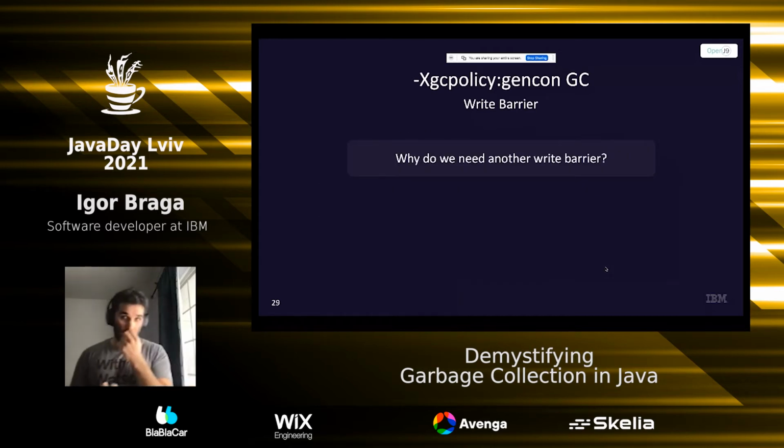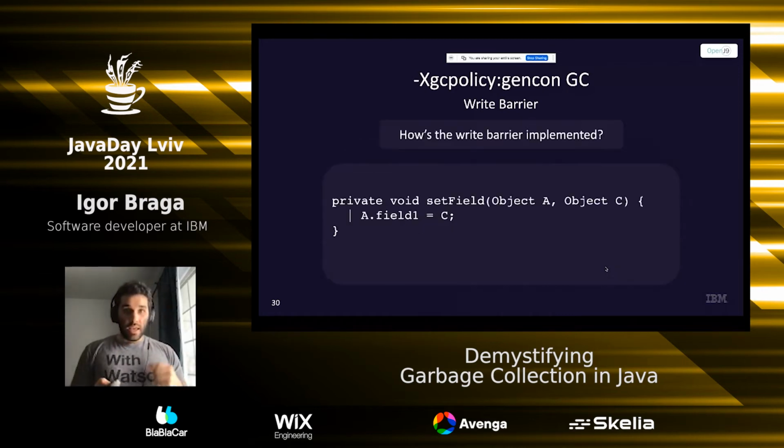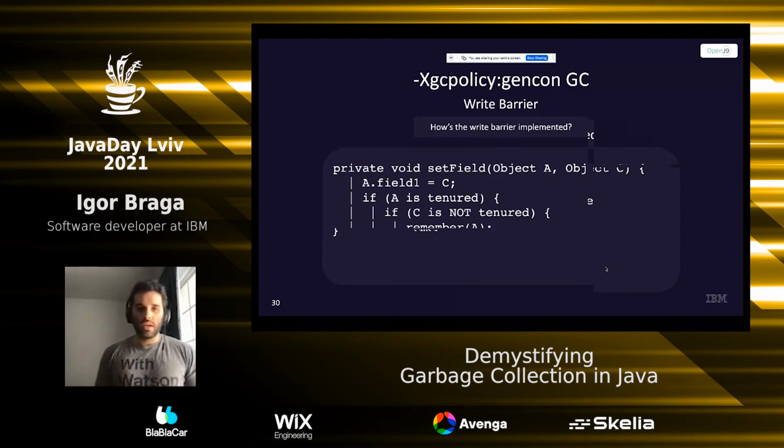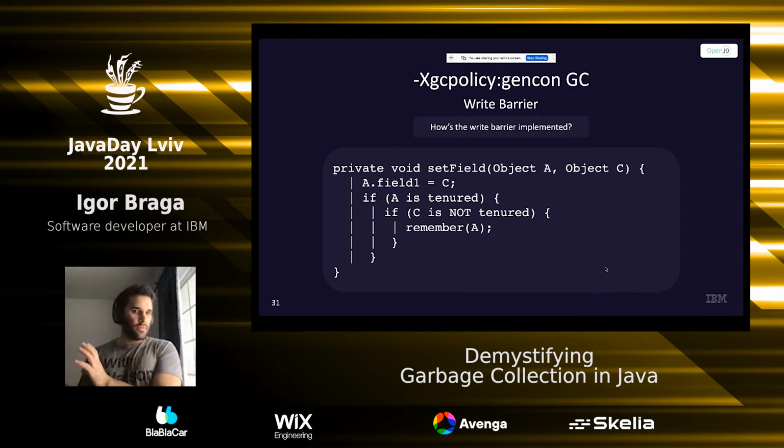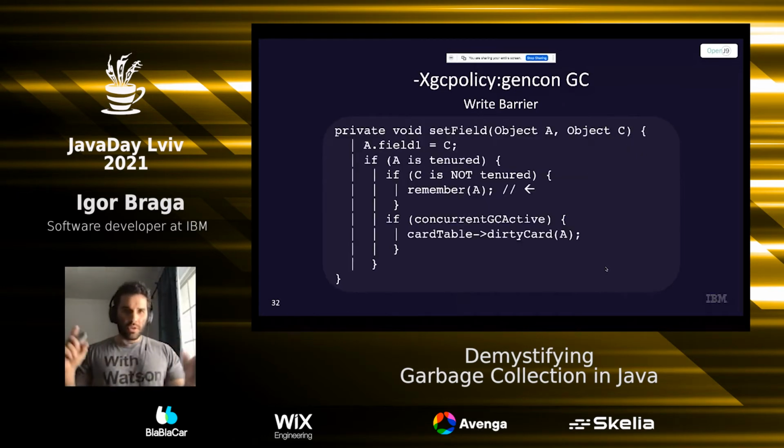But we do have another barrier in this case, because remember, here we have two spaces, the new space and the old space. And we might have objects in the old space that reference objects in the new space. We need a way to remember that as well. So we have a simple check, right? We check if object A is tenured, if object A is in the old space and object C is in the new space, we also need to remember A. And since here we have two barriers, we can just put that in the same barrier. So we have the inter-region barrier there and the concurrent marking phase barrier there as well.